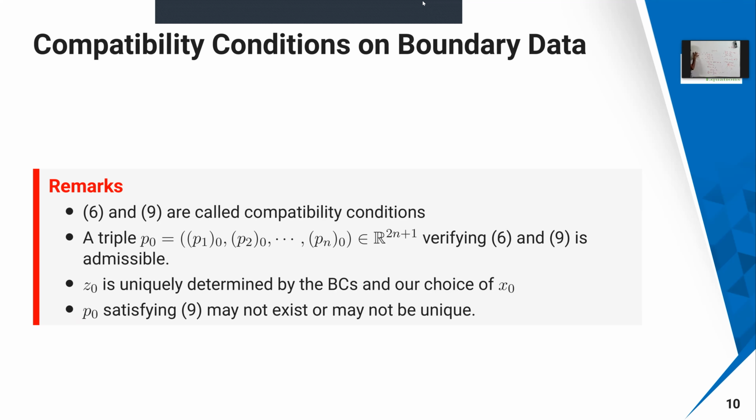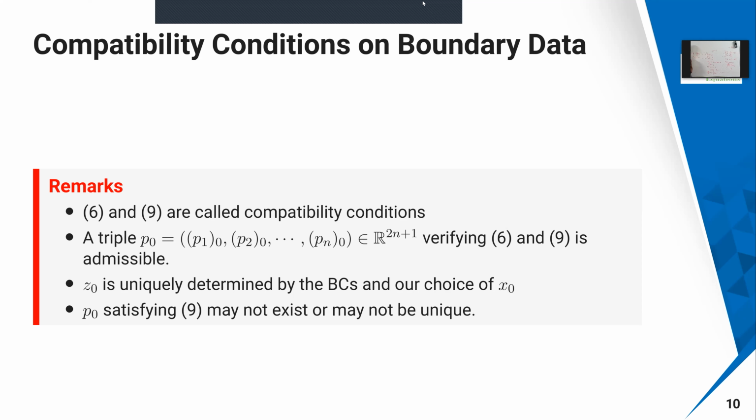Here the triple P naught, z naught, x naught belongs to R2n plus 1, and it is going to be admissible. Z naught can be uniquely determined by the boundary condition once you choose x naught. But x naught is in our control, so according to the choice of x naught, you can get z naught uniquely.